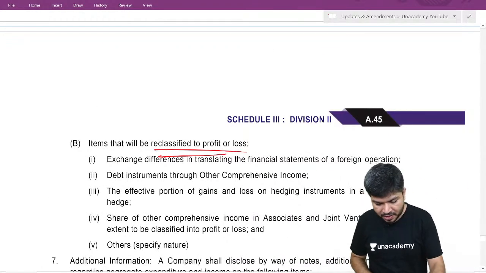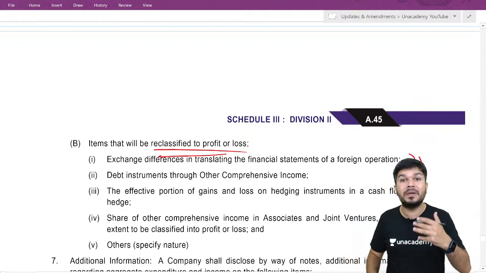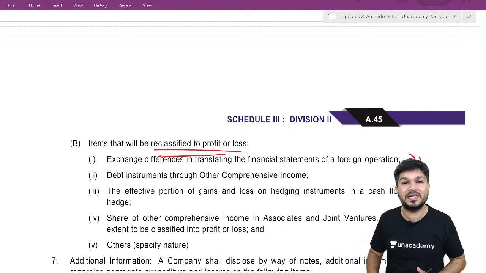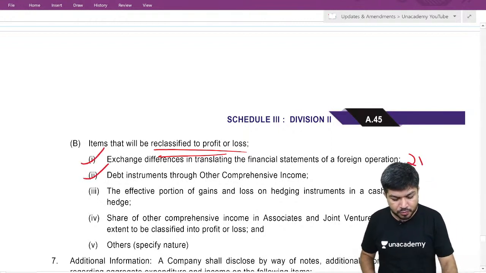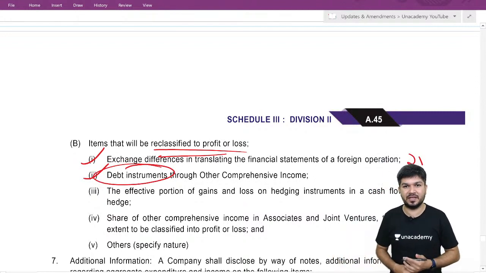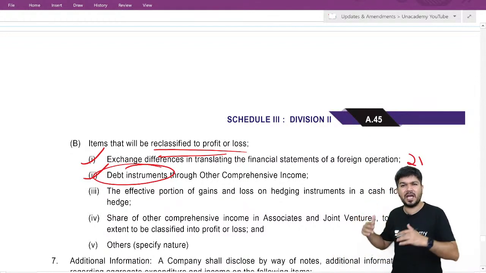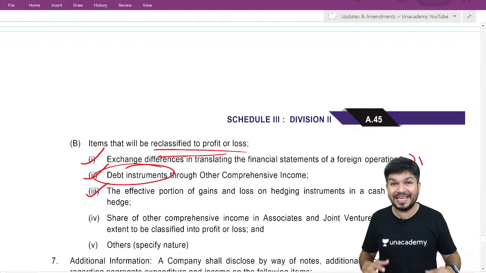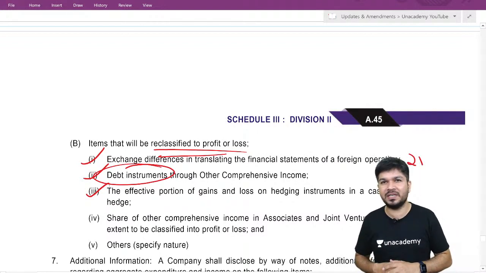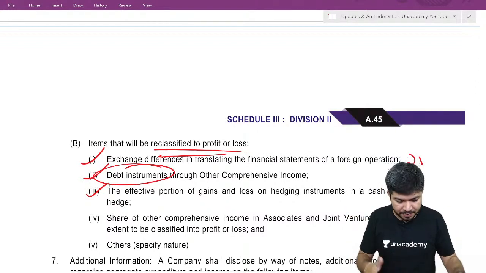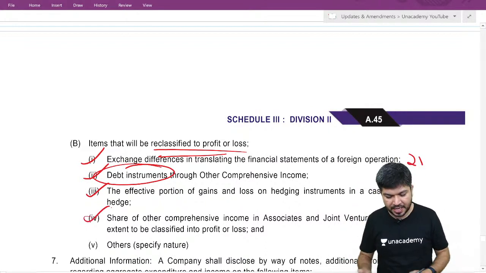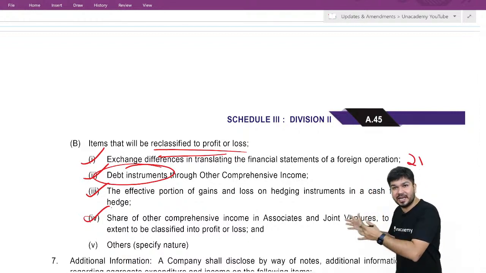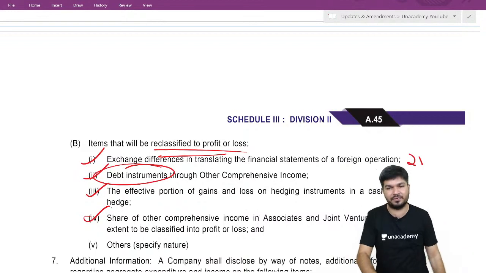Okay, this was not reclassified. Now reclassified. Your Ind AS 21 foreign operation. Foreign operation is there, you convert their figures into INR. Foreign currency translation reserve will come. Debt instrument through OCI, investment in debentures. Investment in debt which is carried at FVTOCI. Once they are sold, that realized profit will go to PNL. Effective portion of gain or loss on hedging instrument. If you have a hedging instrument classified, uske effective portion will be coming over here. That's Ind AS 109. And associate JV my share. If they have profit in OCI reclassified, I'll add my share in OCI reclassified.